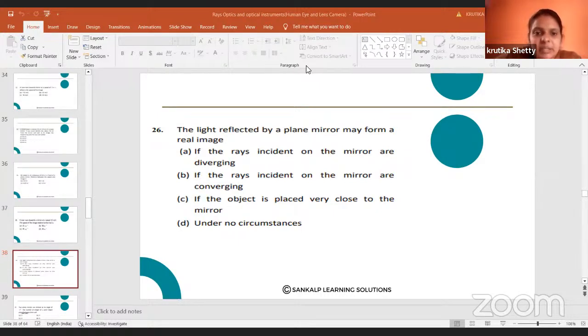If the rays incident on the mirror are diverging, if the rays incident on the mirror are converging, if the object is placed very close to the mirror, under no circumstances. Yes, the light reflected by a plane mirror may form a real image. What is a real image? That is, you are able to catch the image on a screen.